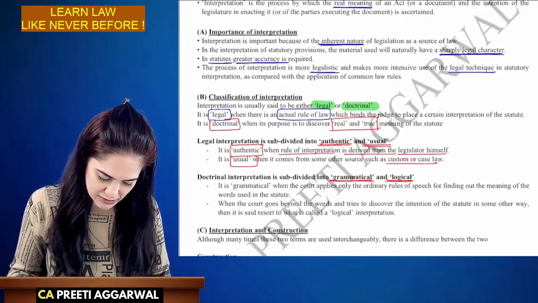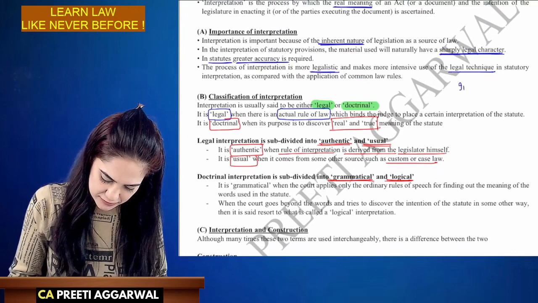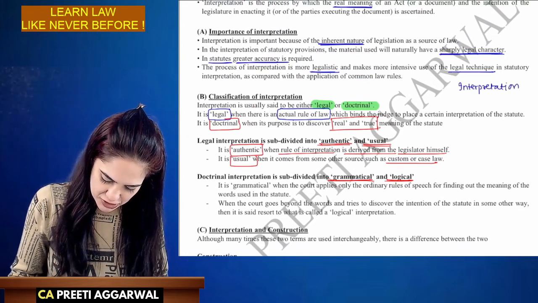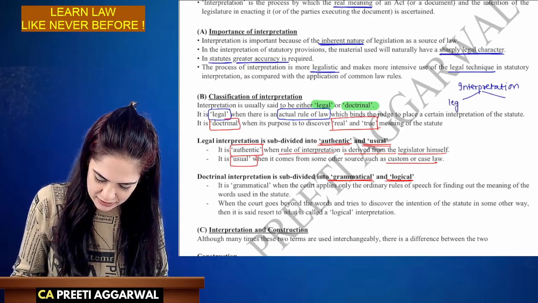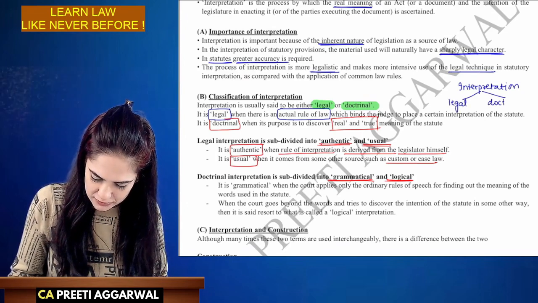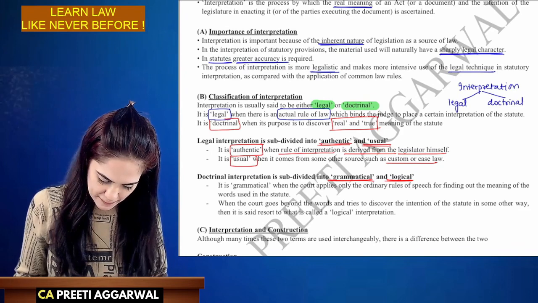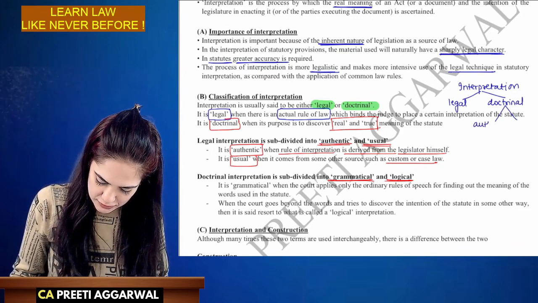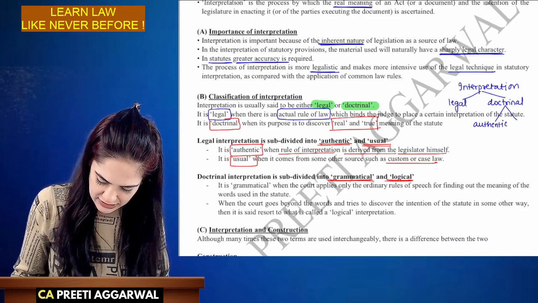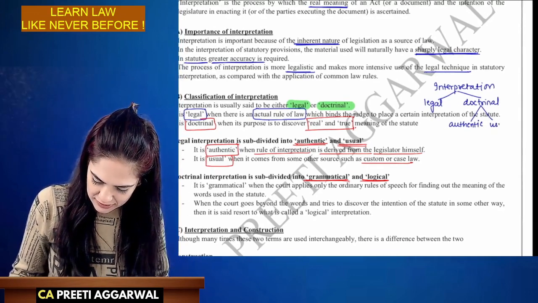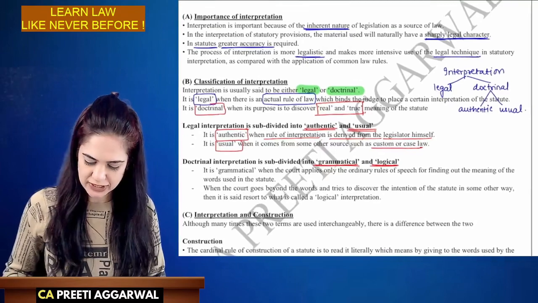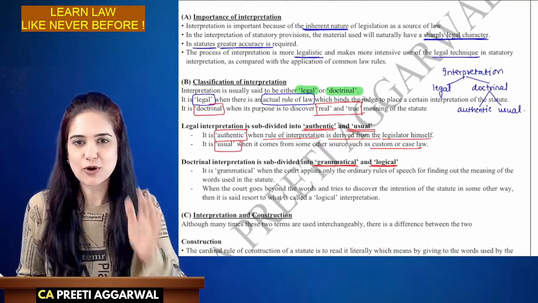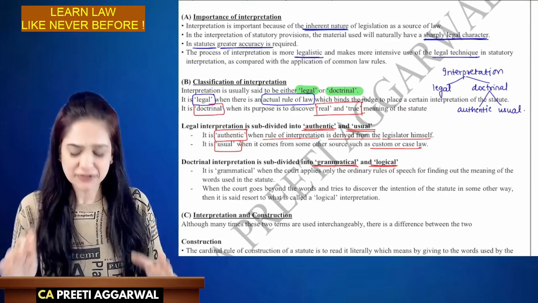So see how the interpretation is. Interpretation is either legal or doctrinal. Okay. Doctrinal is further divided into authentic and usual. Authentic means what is in the intention of the lawmaker. Usual means we follow the trade customs.